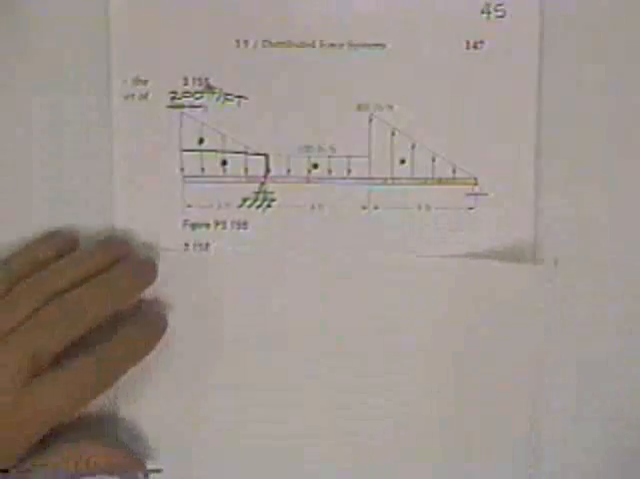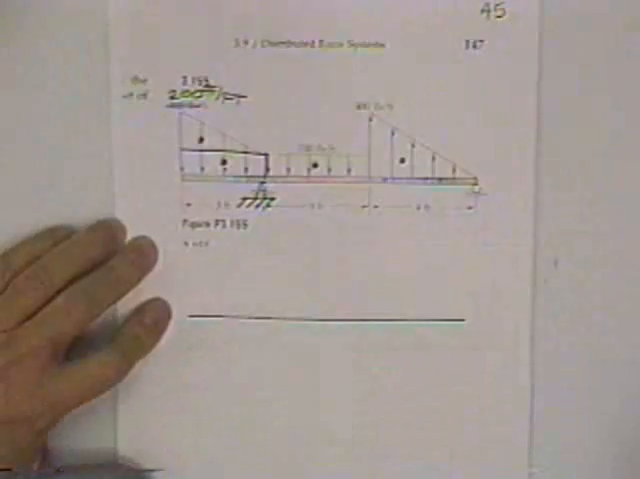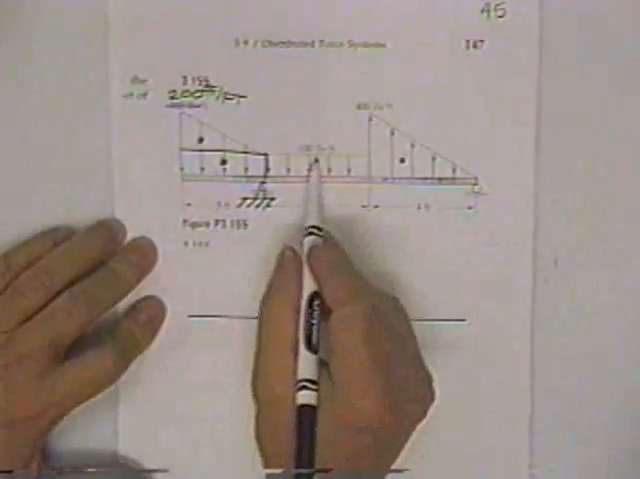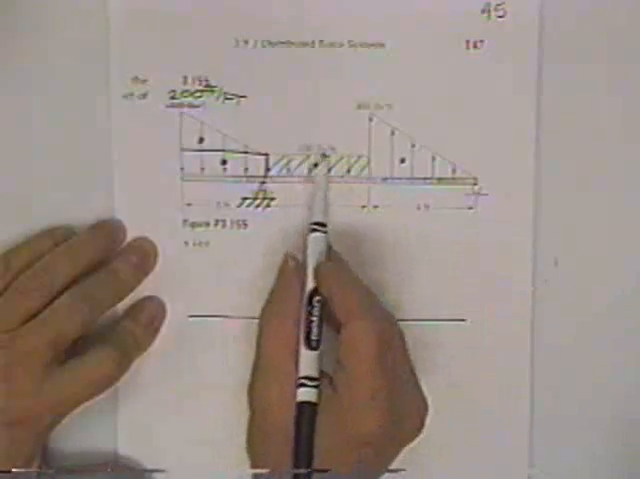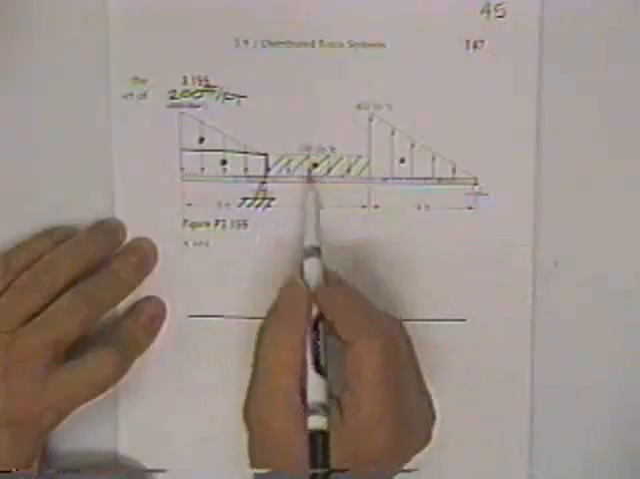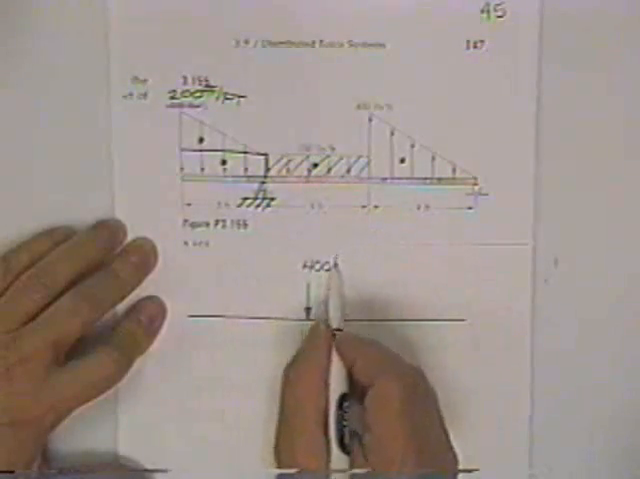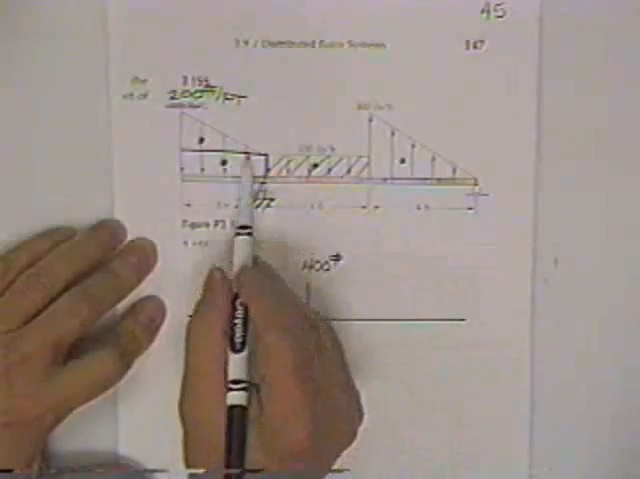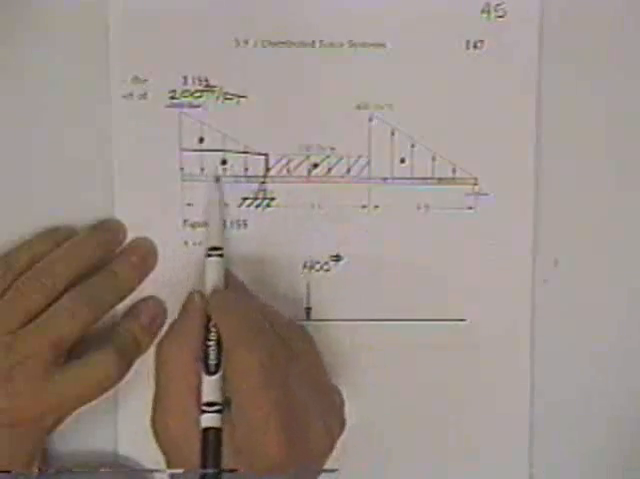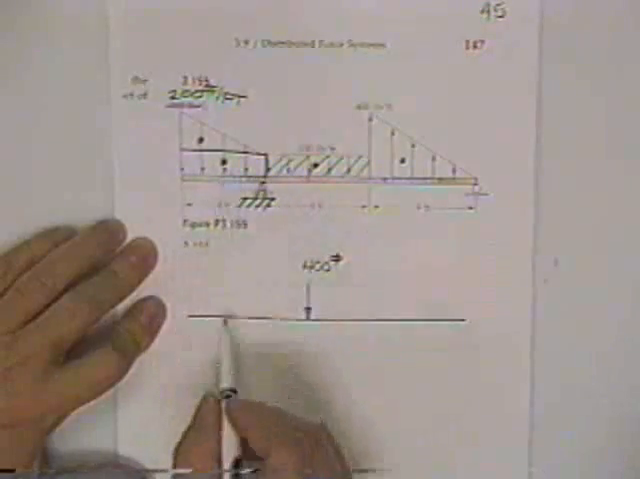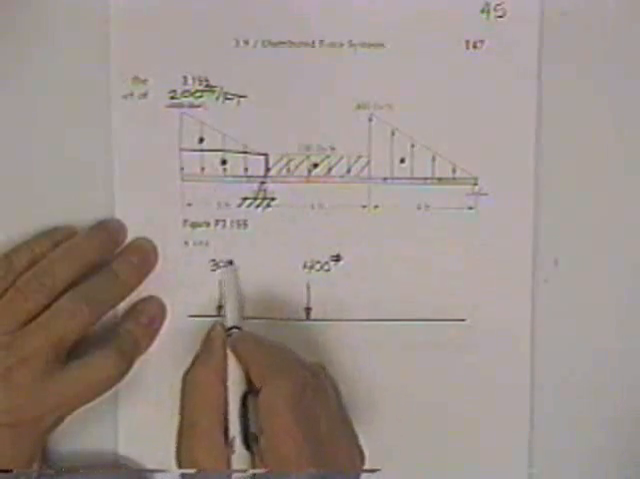Now, let's talk about how much load we can put on this beam. The 100 pounds per foot times 4 foot gives us a number. 100 pounds per foot times 4 foot, feet cancels feet, that's 400 pounds, and it goes right in the middle. The 100 pounds per foot times 3 foot, that's base times height, the area of a rectangle, is 300 pounds, and it goes right in the middle, 300 pounds.